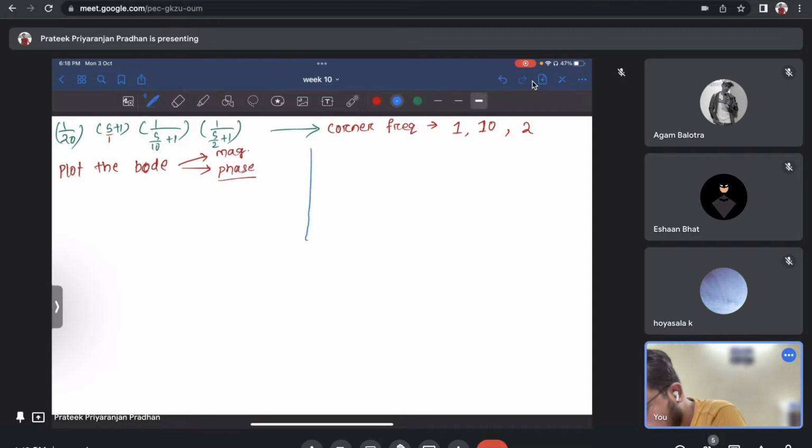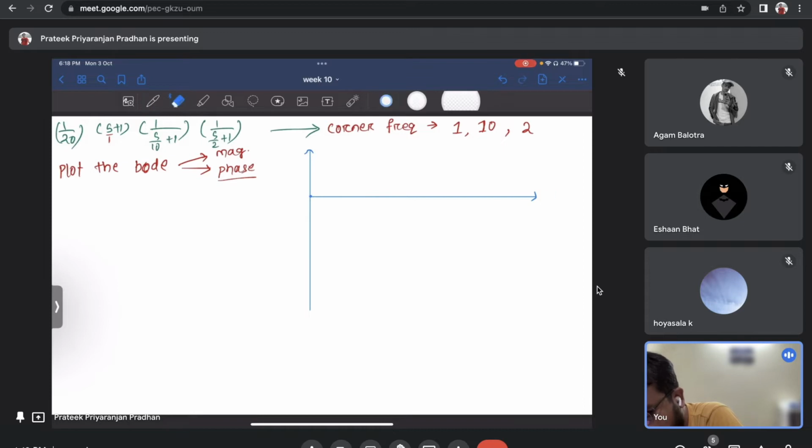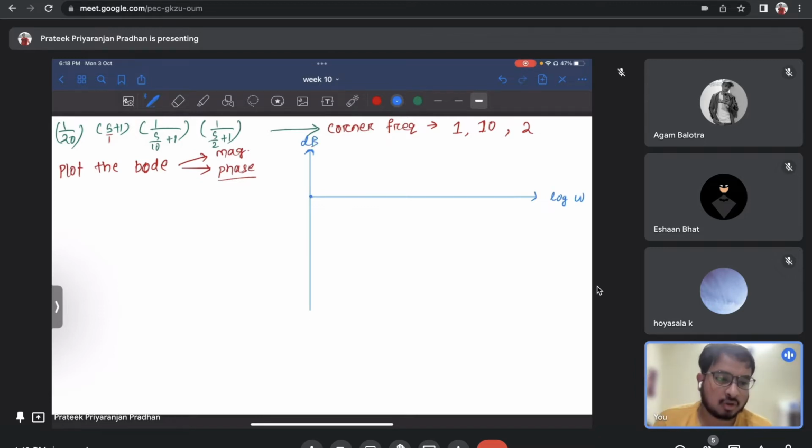So I will just draw. Okay. One question I want to ask, there are three students in the lobby, Agam, Ishan, and Hoishal. Can you tell what this frequency can be? Because this is in omega, a logarithmic omega. So I will write log omega, and this is in dB. What will this frequency be? Will it be 0 or 1 or 5 or 10? What can or cannot be this frequency?